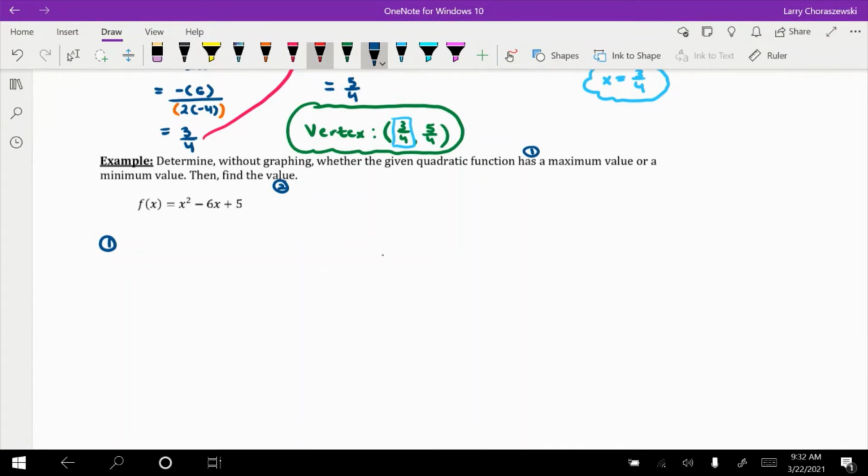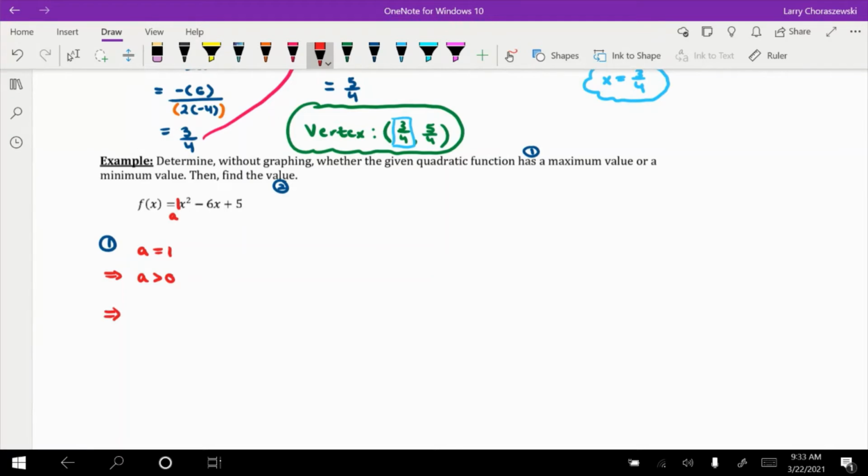Now the first part is actually quick and easy, as long as you understand the concept of the orientation of the parabola. This first part can be answered by looking at the a value of the quadratic function. Our a value is +1, which means that we have an a value that's greater than 0.